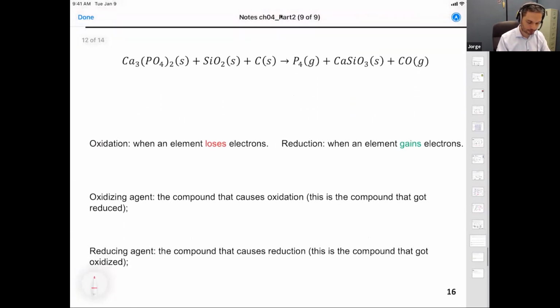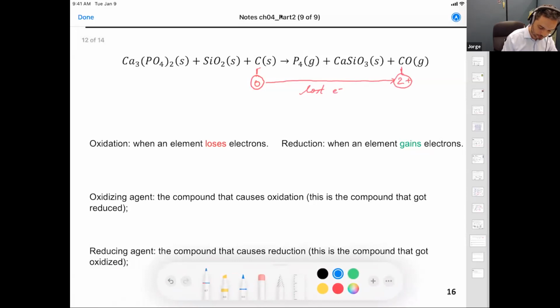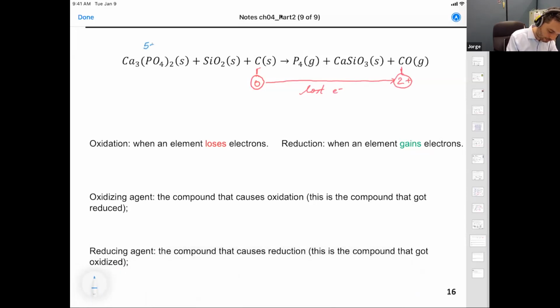Now, let me introduce you 4 new concepts. Okay? So let me write here the oxidation numbers that are changing in the process. So carbon is going from 0 to 2 plus or plus 2. That means a loss of electrons. And phosphorus is going from 5 plus to 0. Okay, so that means phosphorus is gaining electrons, or electrons were gained.